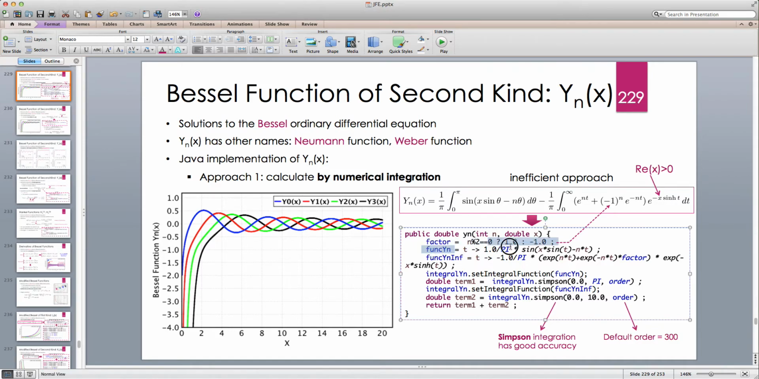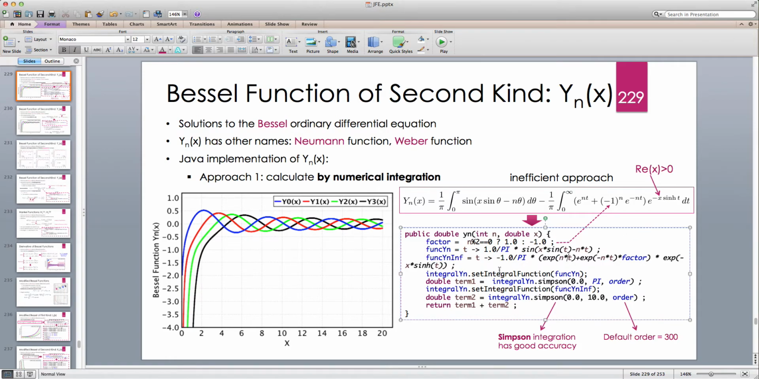And then function yn is basically this integrand, 1/pi sine of x sine of t minus nt. T is just the theta. And then func yn inf, which is the integrand here, -1/pi, this coefficient, e to the power nt plus e to the power minus nt, times this factor that we already calculated, times e to the power minus x sinh of t.